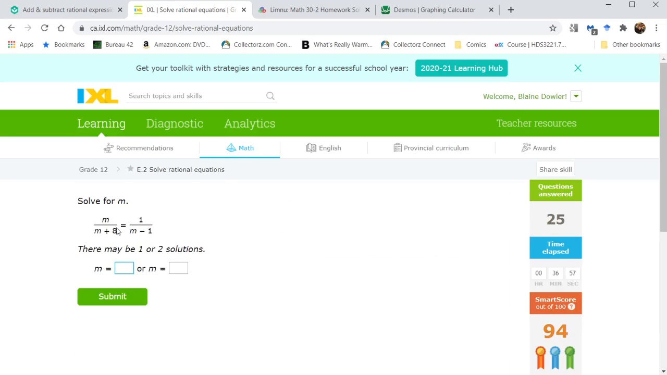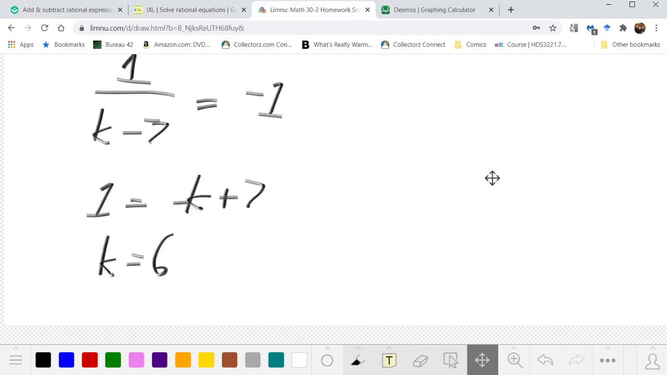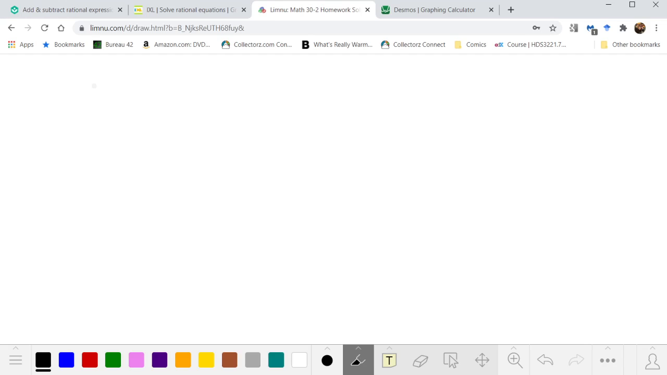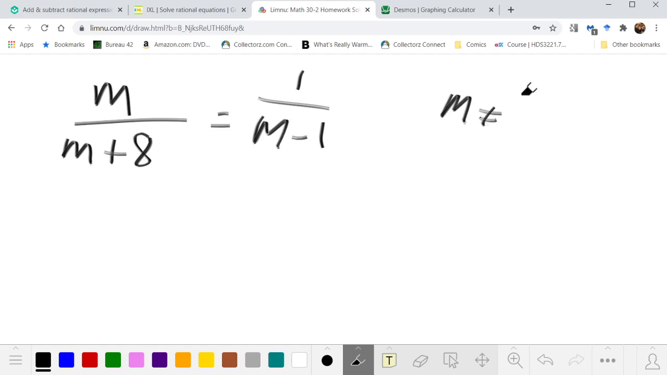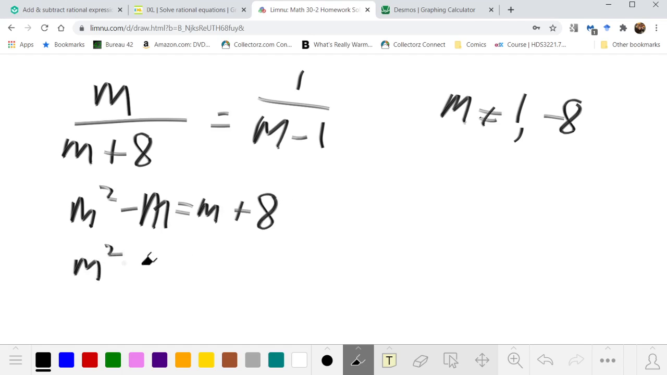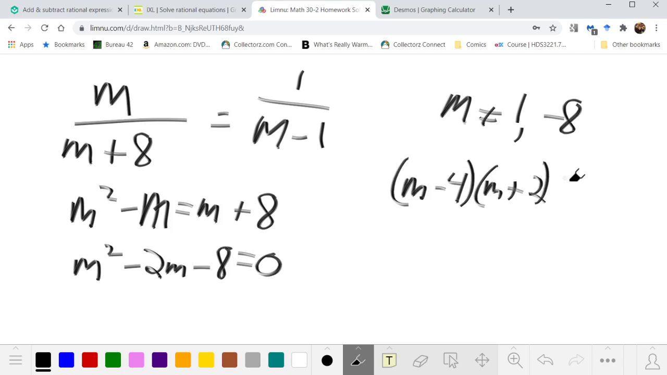So now, m over m plus 8 equals 1 over m minus 1. I'm going to stop trying to take shortcuts. M over m plus 8 is 1 over m minus 1. So m is not allowed to be 1 or negative 8. M squared minus m is m plus 8. M squared minus 2m minus 8 equals 0. So that's m minus 4 times m plus 2. M is negative 2 or 4.